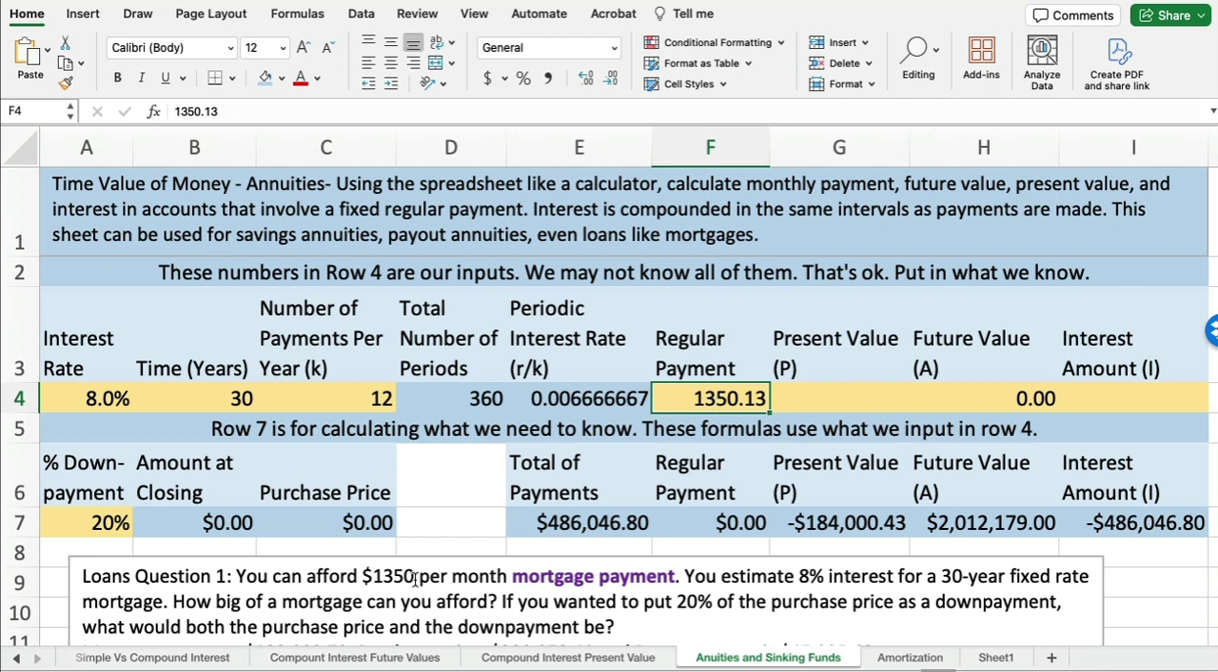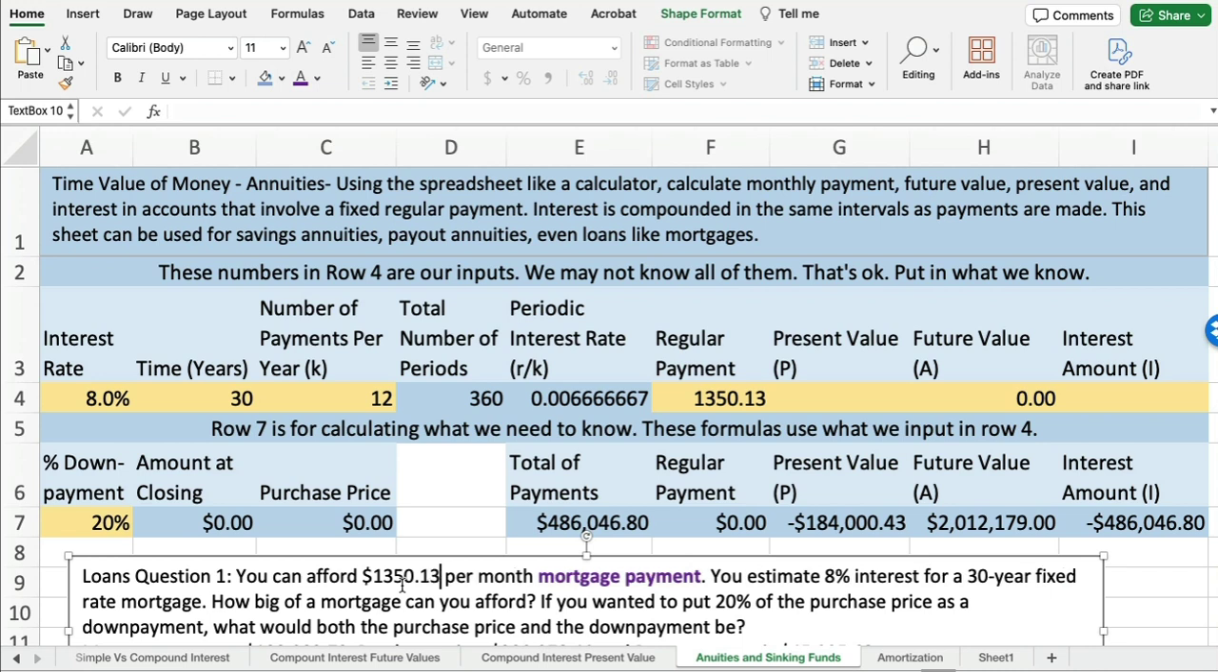And I've actually, instead of $1,350, adjusted that to $1,350.13. You'll see why in a moment. So let's just add another 13 cents to that per month. Why not? We'll see what happens. So our regular payment is $1,350.13. Our annual interest rate is 8%. Our time in years is 30, so that's typical.